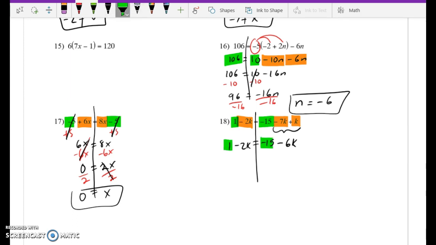We highlight once again. Now I want greens on one side, oranges on the other. I'm going to add 6k. That gives me 1 plus 4k equals negative 15. Subtract the 1 to give me 4k equals negative 16, so I divide to give me k equals negative 4.